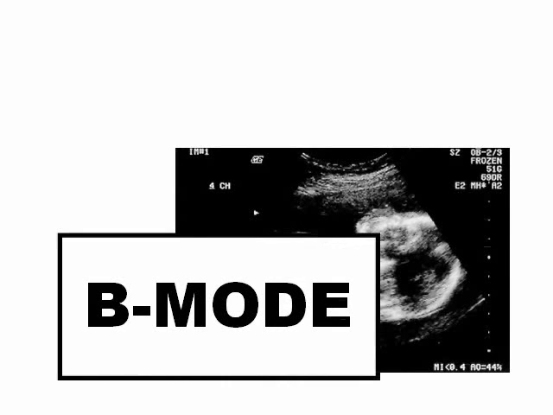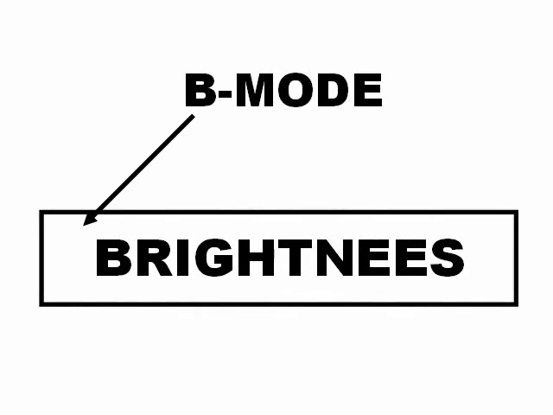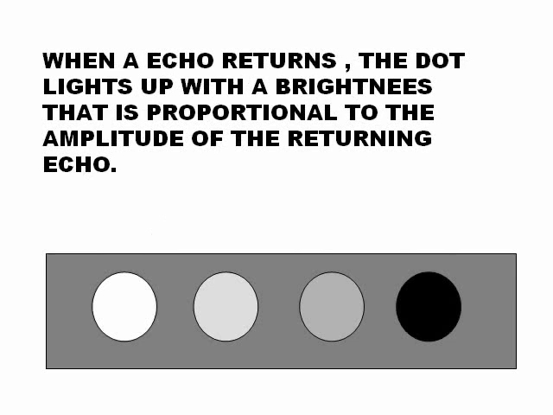B mode, that means bright mode, brightness mode. The machine puts white when the structure that produces the echo is echogenic, gray when the echogenicity is less, and black when the structure is anechoic. Depending on the amplitude of the echo returning, the machine assigns different brightness.